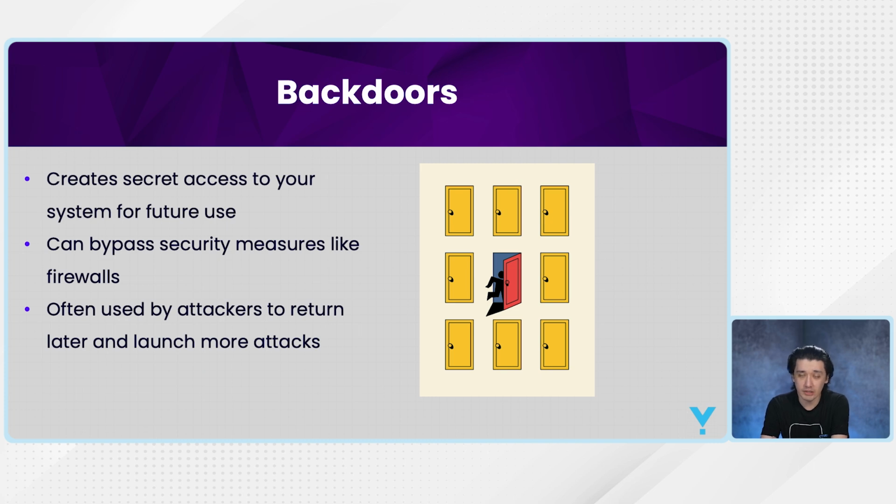Backdoors. We talked a little bit about it with the remote access Trojan. It's a similar concept. Creates a secret access to your system for future use. This is for hackers. They want to use this specific backdoor for a future attack they'll be planning. Backdoors are very useful for them. You can bypass security measures like firewalls, hence why it's a backdoor, right? Ironic use of the word firewall, backdoor to the firewall, often used by attackers to return later and launch more attacks, like I said before. So it's mostly for prep work.